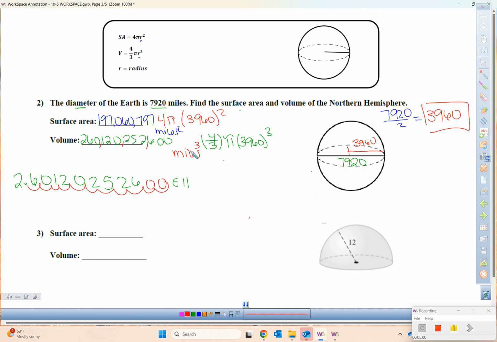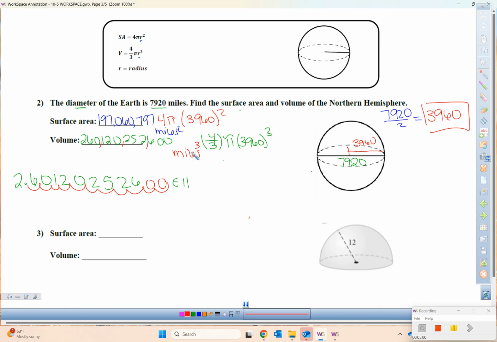So, once again, the surface area would be like if you were taking fabric and covering the outside of it. Okay? It would take this many miles squared. Okay? The volume is filling the inside, so this is how much space it's taking up. Okay? Miles cubed. Pretty big number.